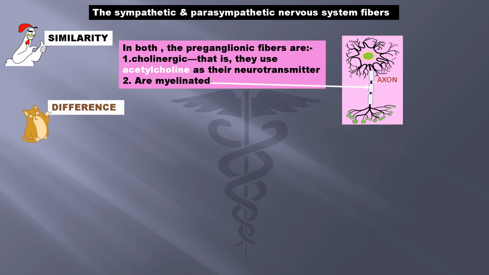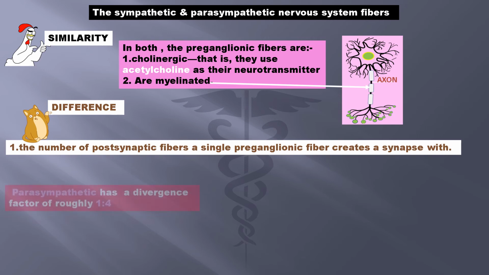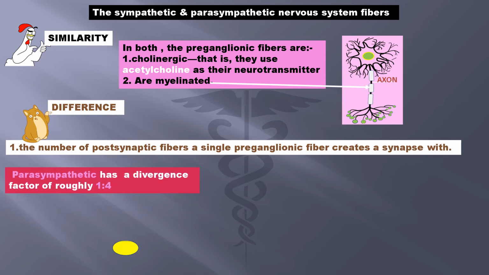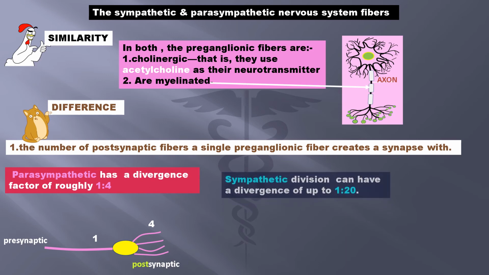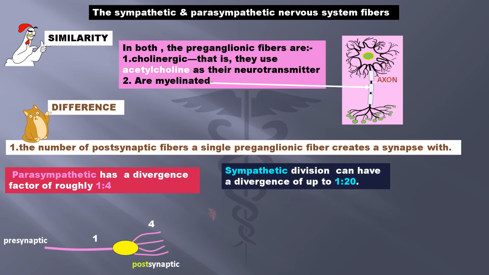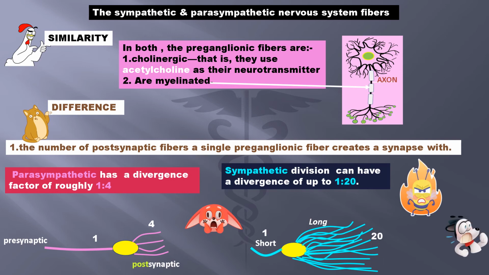The difference between the two is in the number of postsynaptic fibers a single preganglionic fiber creates a synapse with. Parasympathetic has a divergence factor of 1:4, 1 presynaptic fiber and 4 postsynaptic, whereas the sympathetic division can have a divergence of up to 1:20. A logical reason for this is that the sympathetic system is for quick response, either by fight or flight.